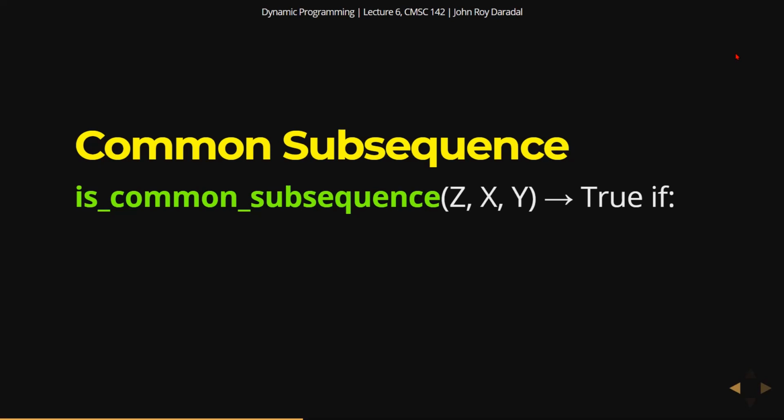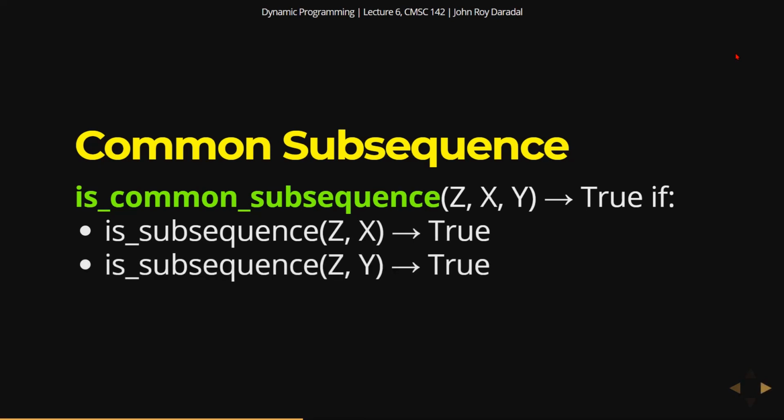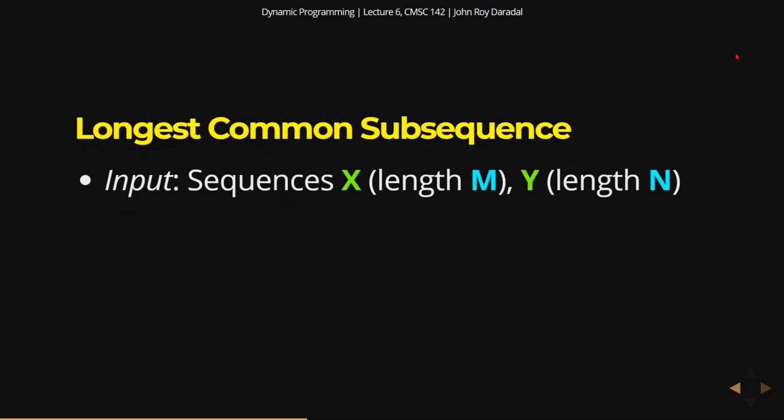So Z is a common subsequence of X and Y if Z is a subsequence of X and Z is also a subsequence of Y. So basically, Z is a subsequence of both X and Y, therefore it's a common subsequence. And so this is where we start with our first problem in part 2: the longest common subsequence. Given that we understand already what a subsequence and a common subsequence are, we are now going to find the longest common subsequence, or LCS for short.